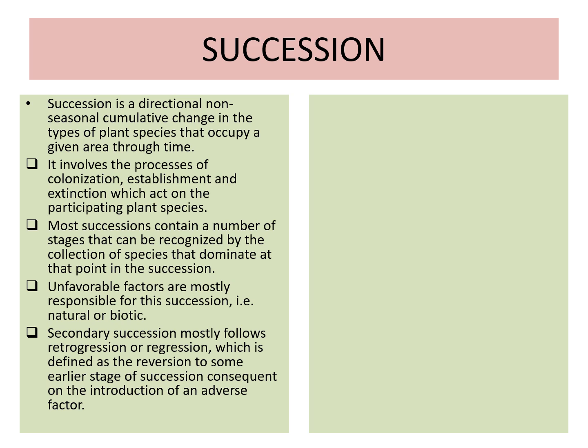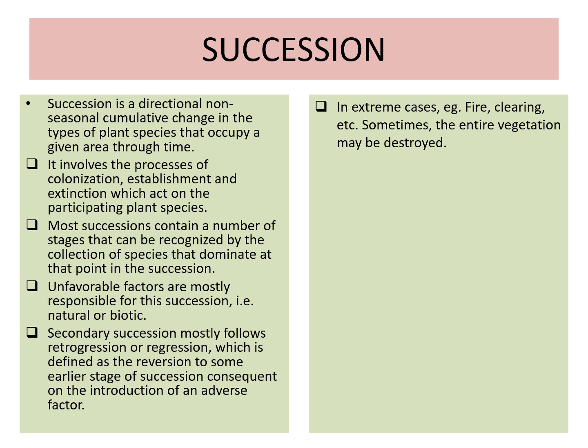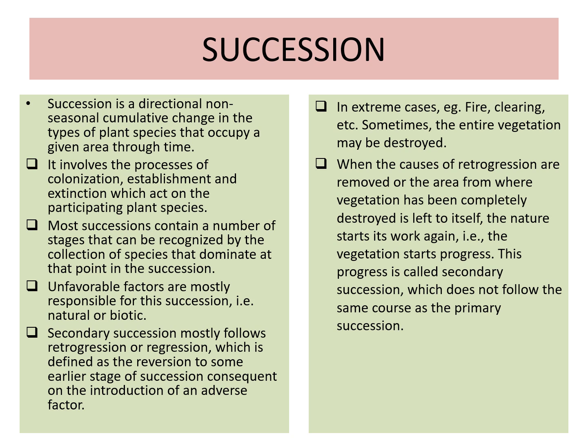Secondary succession mostly follows retrogression or regression, which is defined as a reversion to some earlier stage of succession consequent on the introduction of an adverse factor. In extreme cases, for example fire, clearing, drought, sometimes entire vegetation may be destroyed. When the causes of retrogression are removed, or the area from where the vegetation had been completely destroyed is left to itself, nature starts its work again.